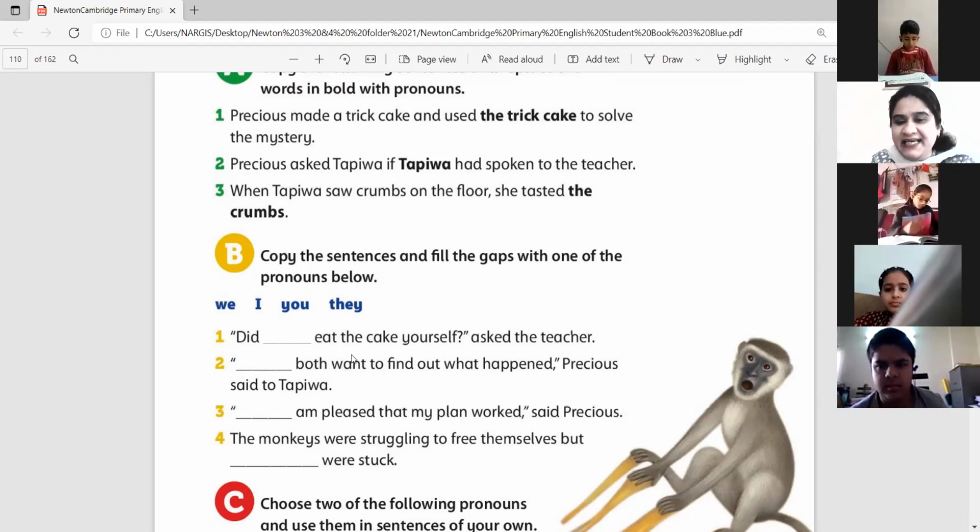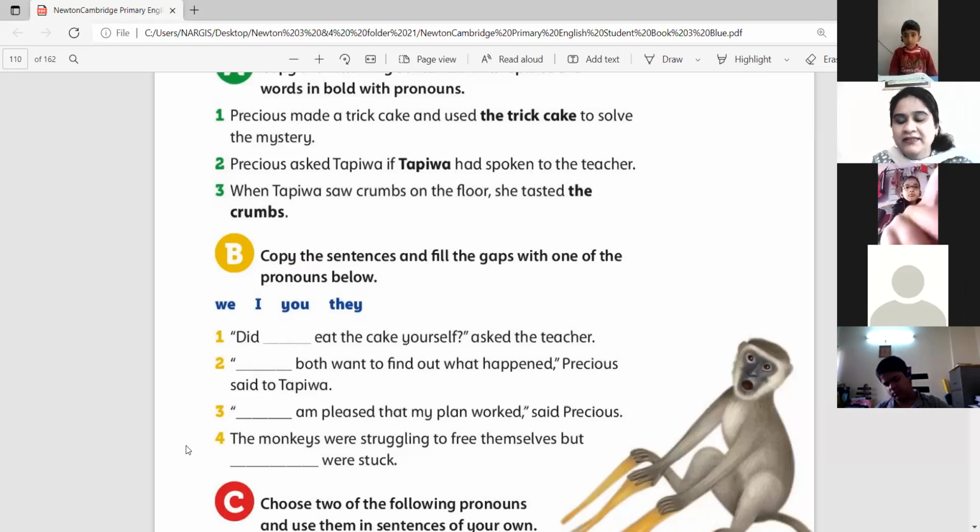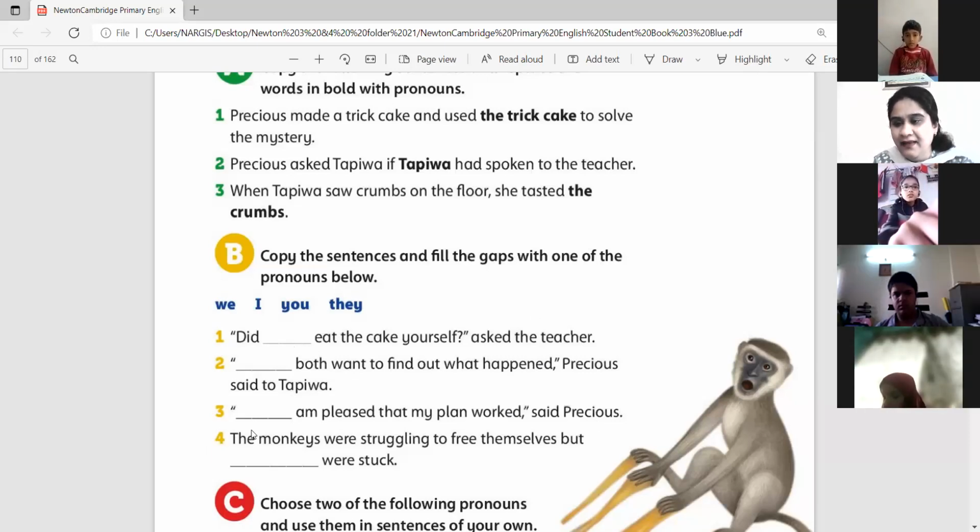Did Dash eat the cake yourself? Asked the teacher. Did you eat the cake yourself? Dash both want to find out what happened, Precious said to Tapiva. We. Wait for others to answer. Next, Dash pleased that my plan worked, said Precious. Third one, who knows the third answer? Ma'am, what was the question? Dash am pleased that my plan worked. I am. Yes. Copy from here this I and put it in the third one.